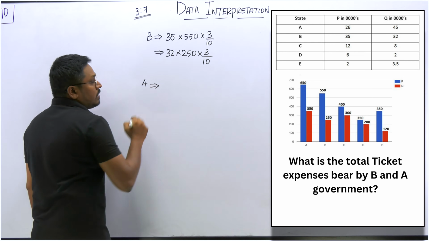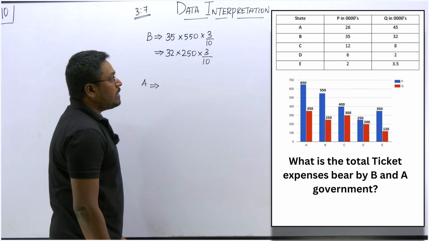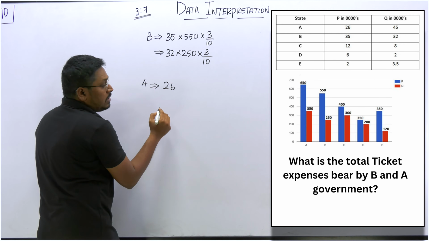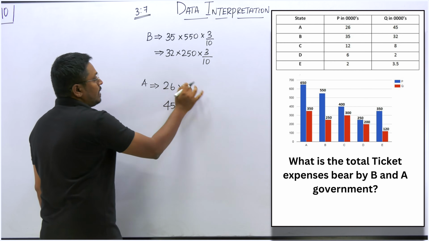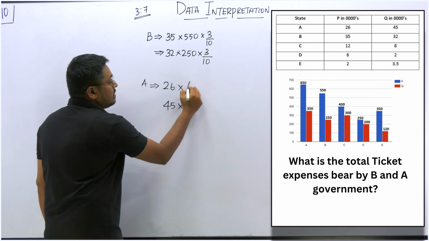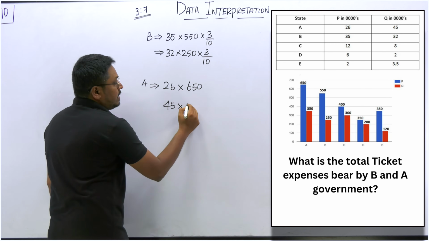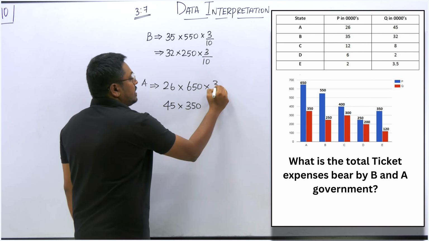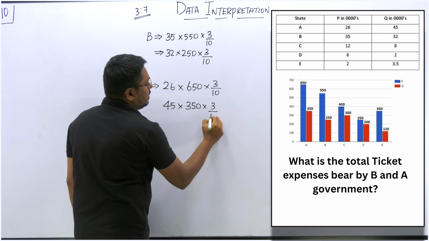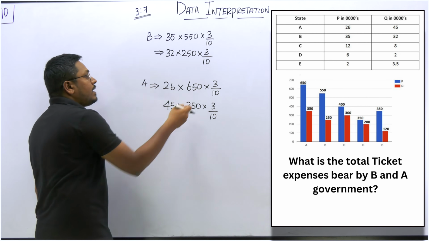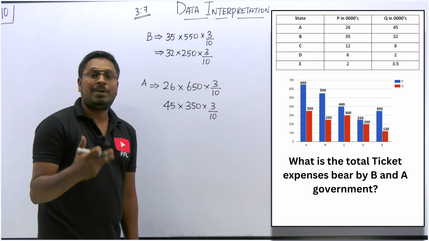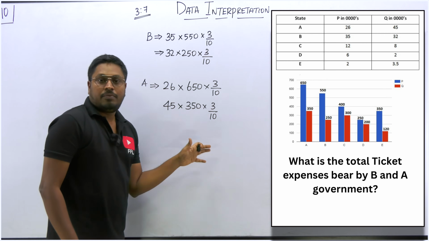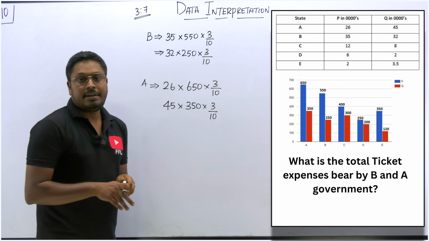Next for A, according to the table chart, the total laborers will be 26, and this will be 45. Next will be the train charges. So train charges will be 650, right? Next, according to the bar chart, it is 350. So for the state government, 3 divided by 10 will be the ratio. After finding the answer for it, our target is to find the total ticket expense. So for the total ticket expense, you have to add all the 4 values. When you add all the 4 values, the resultant answer will be the total train ticket expense, right?